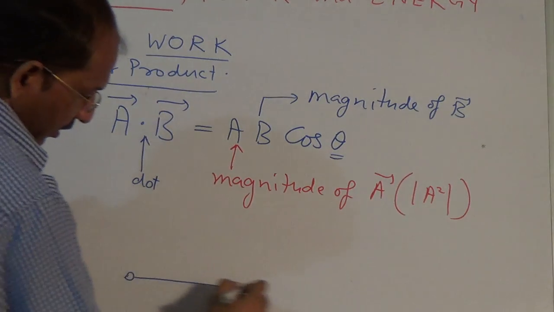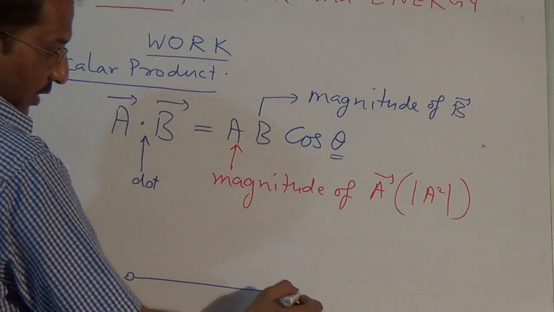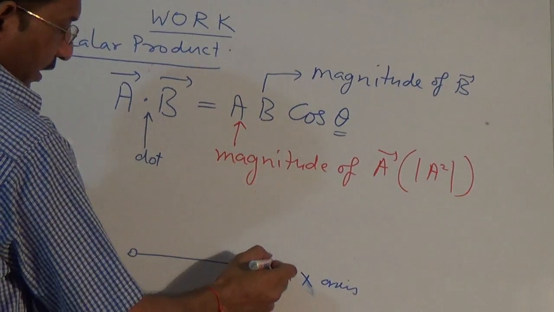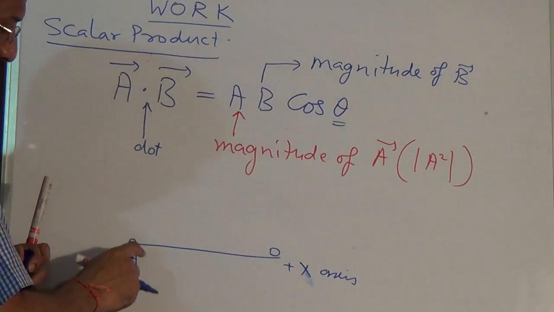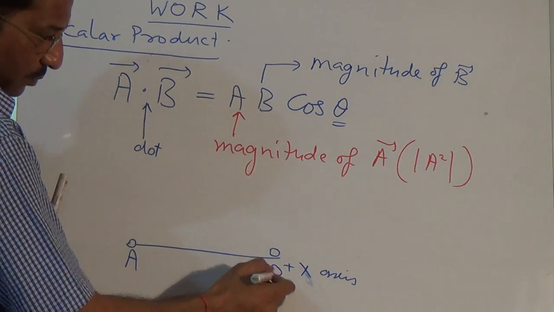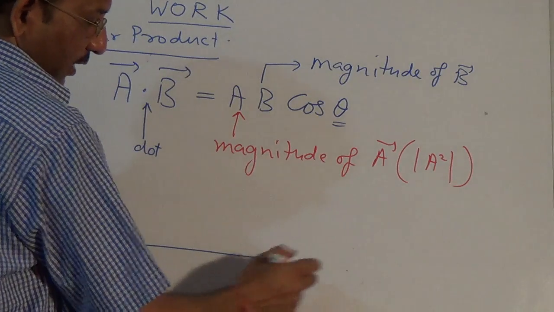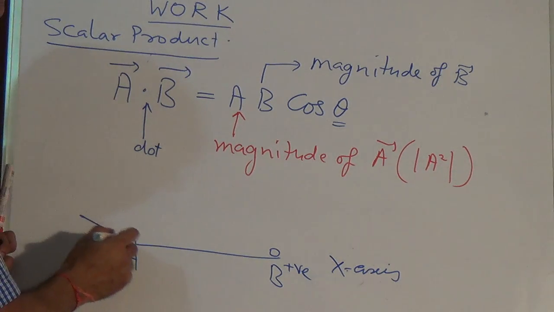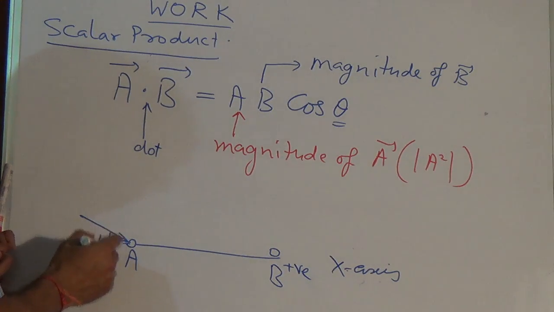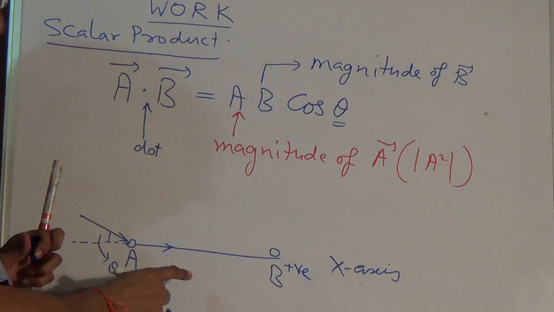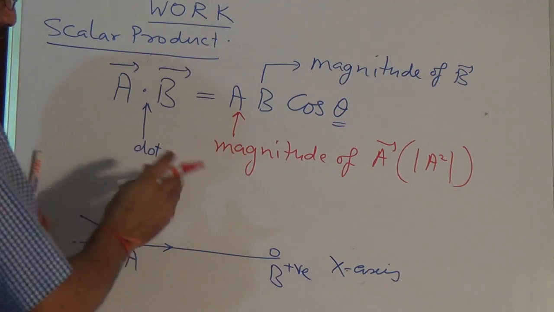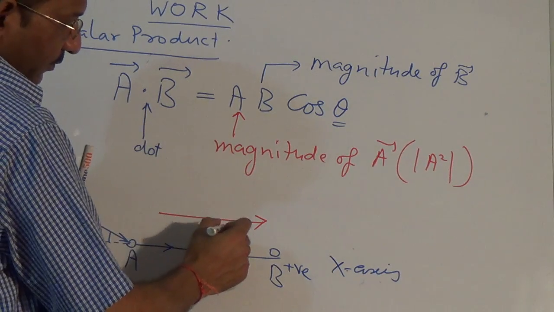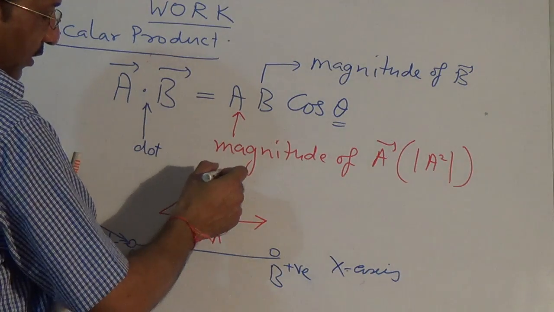Suppose this is our particle and it is displaced along the positive direction of the x-axis, and this one is the P point. Initially the particle was at A position, and this is the final position. When I apply a force in a particular direction, it makes an angle theta, and the particle is displaced according to this direction. But for the explanation of this scalar product, I have this vector A along the positive direction. This is the direction of the other force.